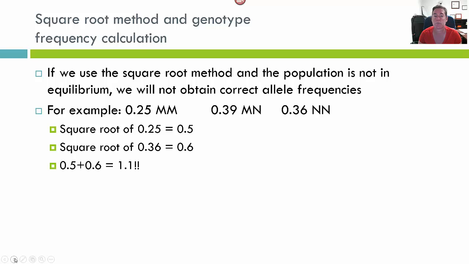Let's take an example. Let's say the frequency of the homozygous dominant is 0.25. The frequency of the heterozygote is 0.39, and the frequency of the homozygous recessive is 0.36. They add up to 1. Using the square root of 0.25, we get 0.5. The square root of 0.36 equals 0.6. 0.5 plus 0.6 equals 1.1. So you know the population is not in equilibrium, and you know that you shouldn't be using the square root method.